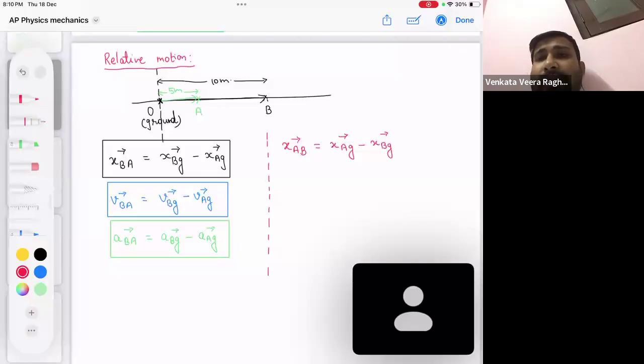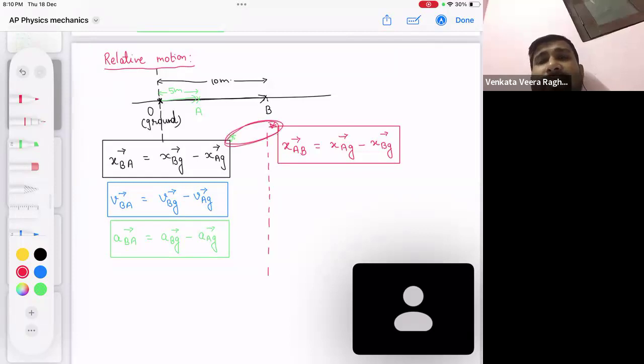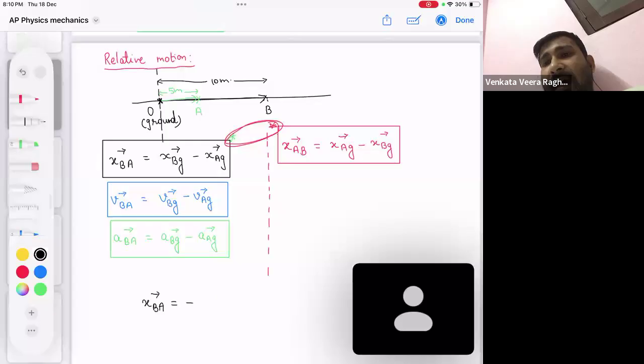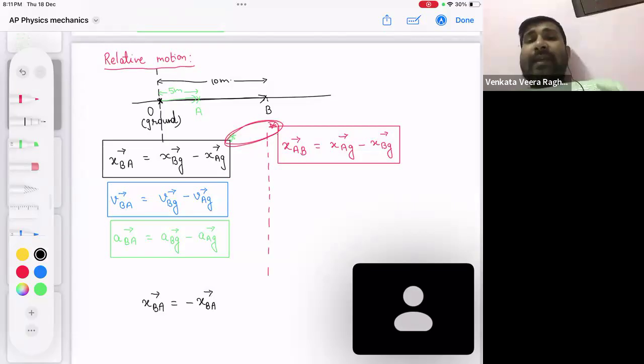If you look at these two things, do you find anything interesting between these two? Please check it. Direction. Did you see that position of B with respect to A is nothing but minus of position of A with respect to B? Please check it.